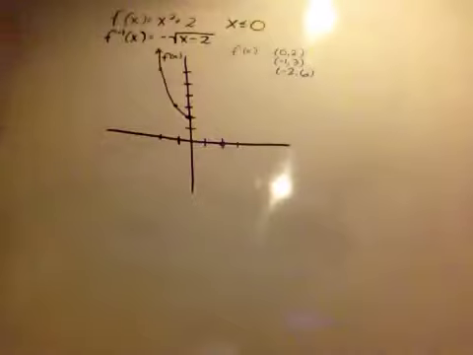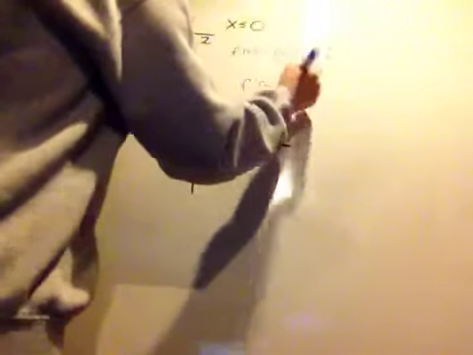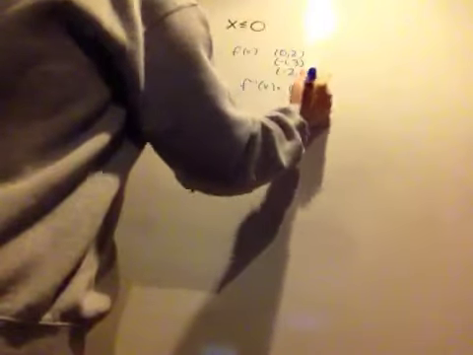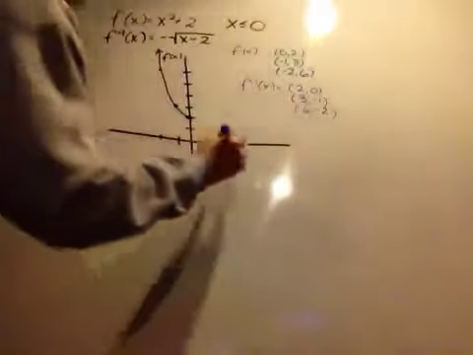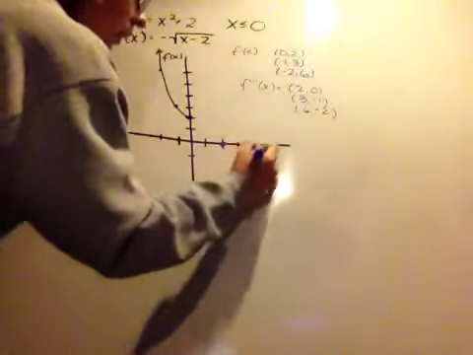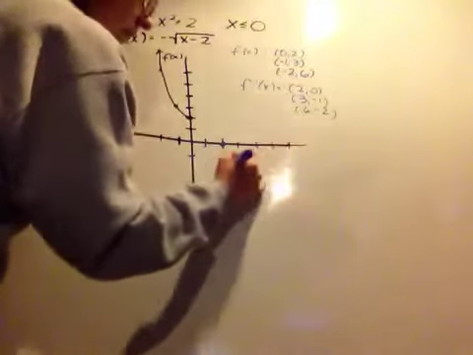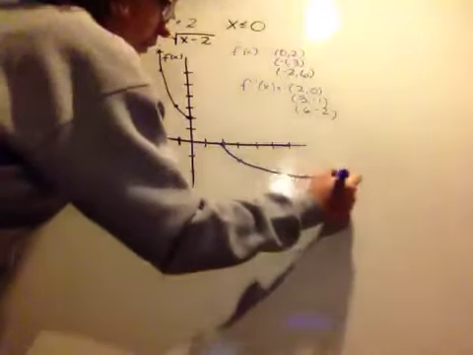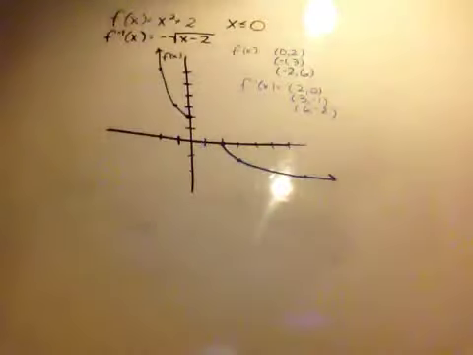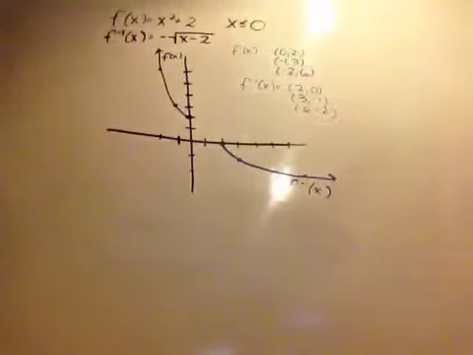The way you would know if it's a reflection in the line y equals x is that the x and y values switch. And graphically, inverse functions are reflections in the line y equals x. So that's what you want. So that's another way to make sure that you get the right graph. So that's what the graph of the two functions would look like. This is f to the negative 1, f inverse of x.